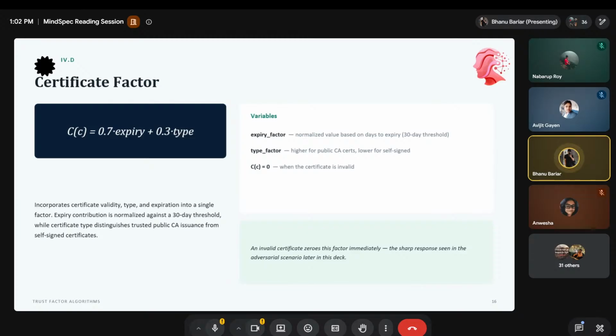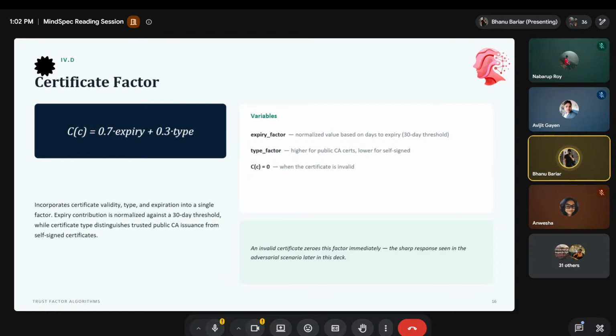The equation is mentioned here: 0.7 times expiry plus 0.3 times type. Here you can notice that expiry contributes 70% of the score while the certificate type contributes 30%. This means certificate validity is considered more important than certificate origin. The framework distinguishes between certificates issued by trusted certificate authorities and self-signed certificates. Self-signed certificates generally receive lower trust because they provide weaker identity assurance.